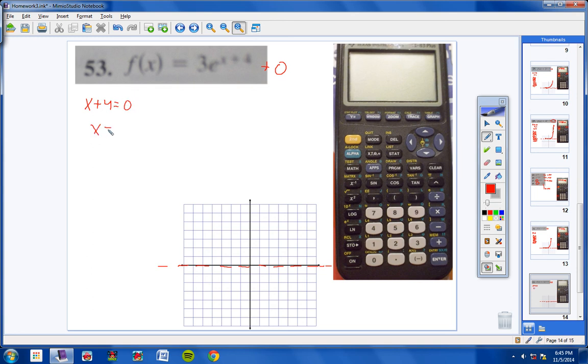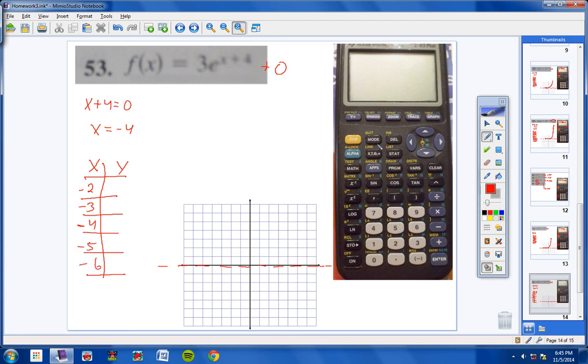Bring the 4 over and make it a negative 4. So now my x values will put negative 4 right in the middle. Okay, so negative 4 here, so we'll put a negative 2, negative 3, negative 4, negative 5, negative 6.